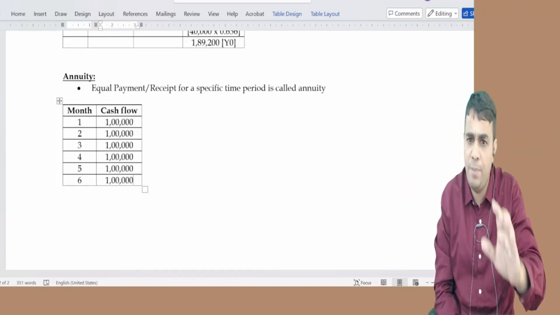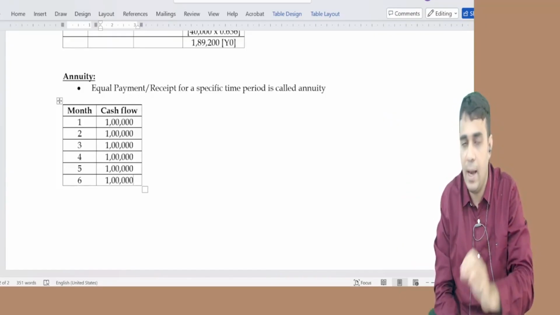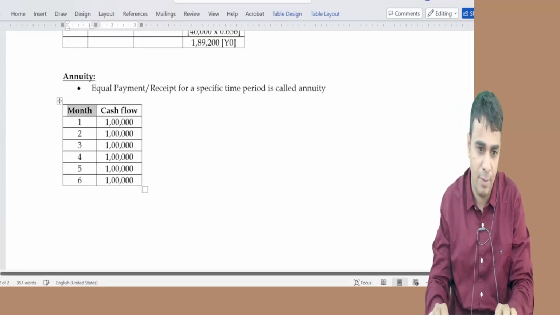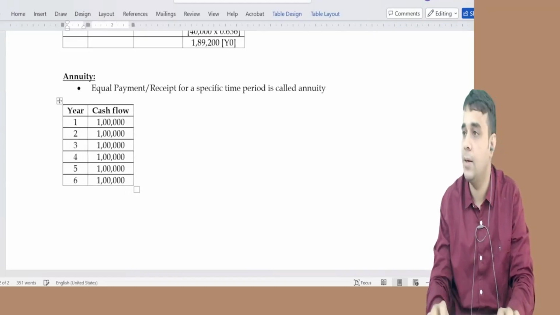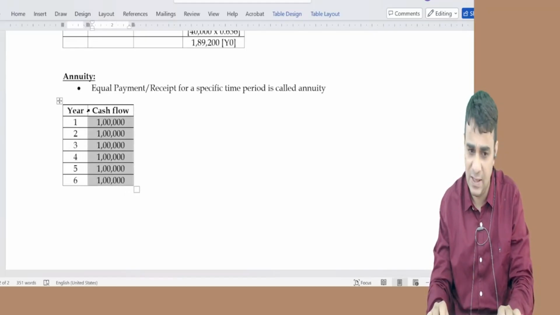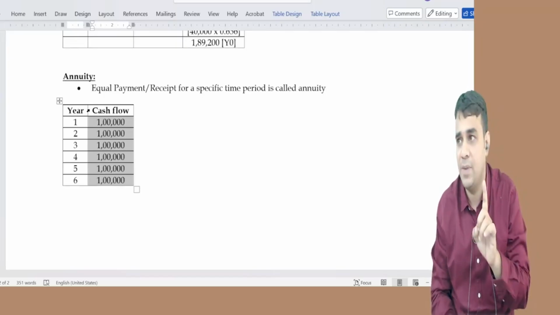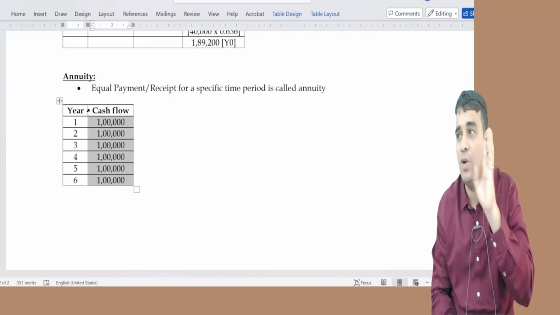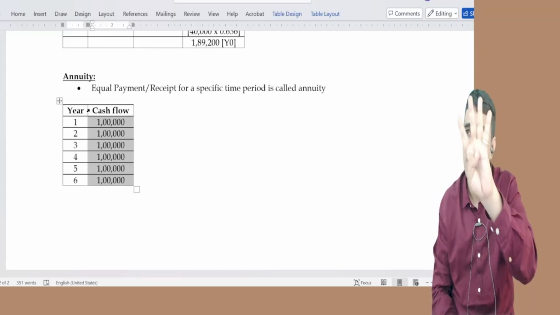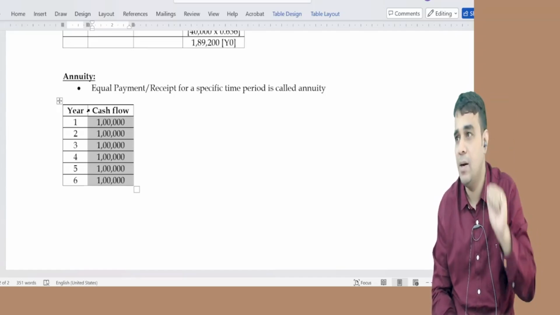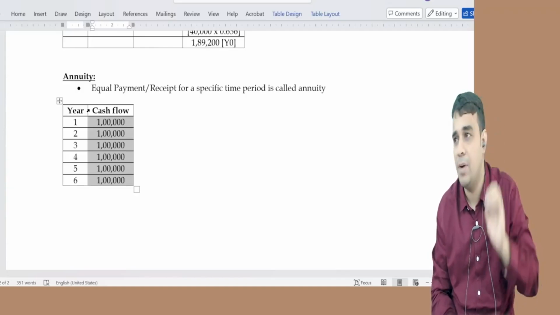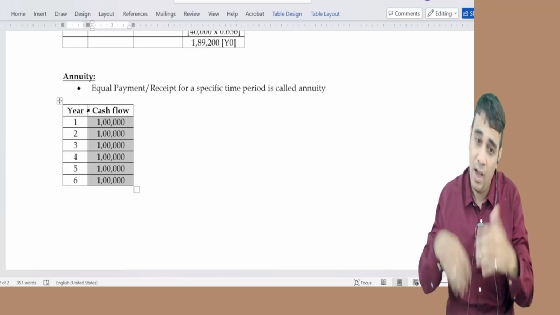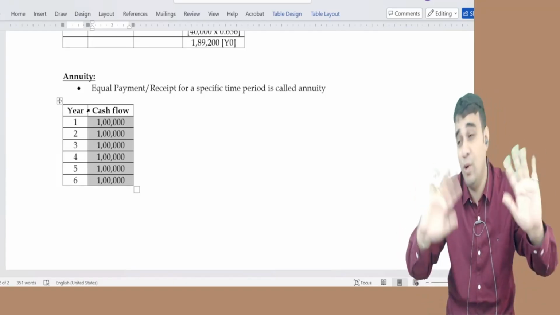So instead of paying 1 lakh, 1 lakh, 1 lakh, I want to pay a single amount today. For the time being, let it be years, not months. Months will unnecessarily confuse. I will discount the first number by 1 year, the second number by 2 years, the third by 3 years, the fourth by 4 years, the fifth by 5 years, the sixth by 6 years, and get today's value.